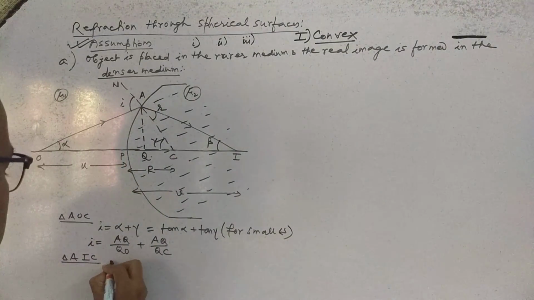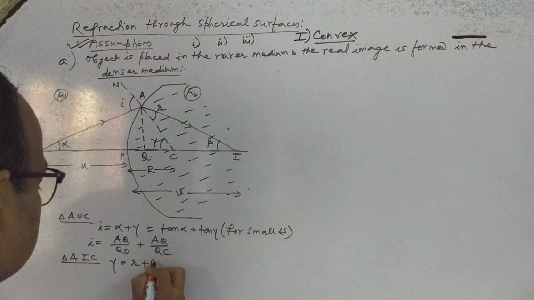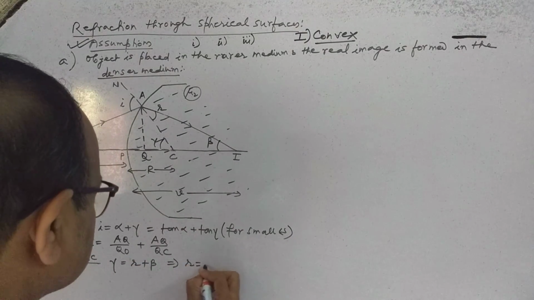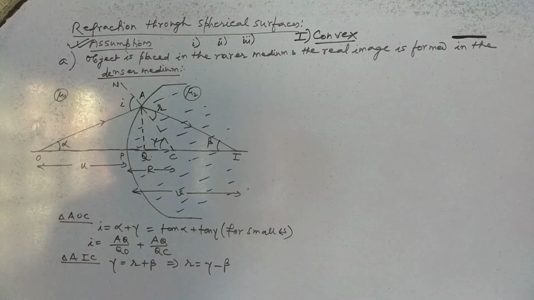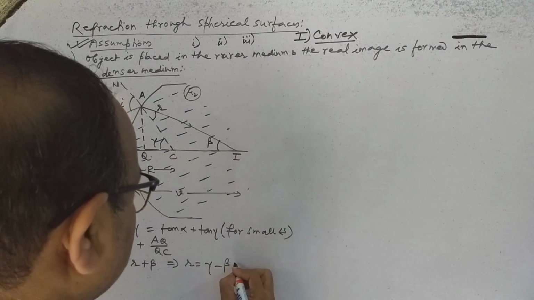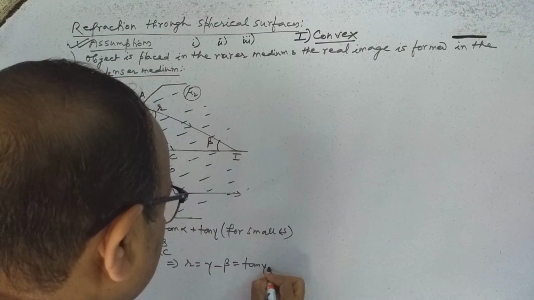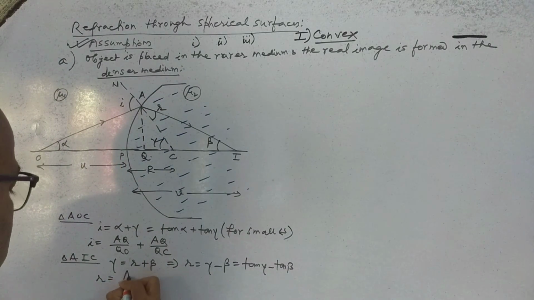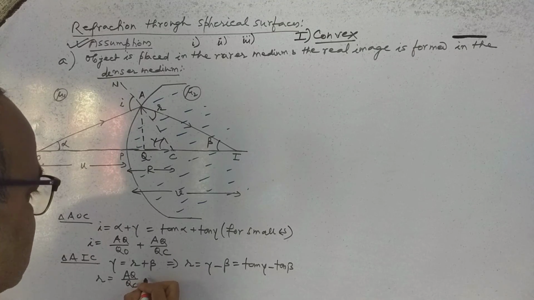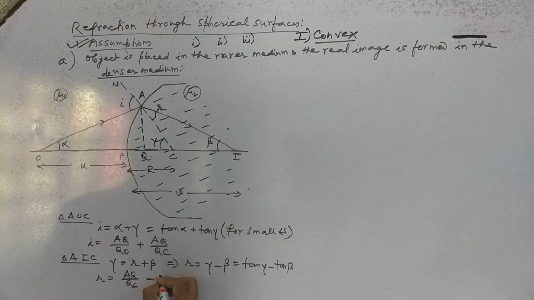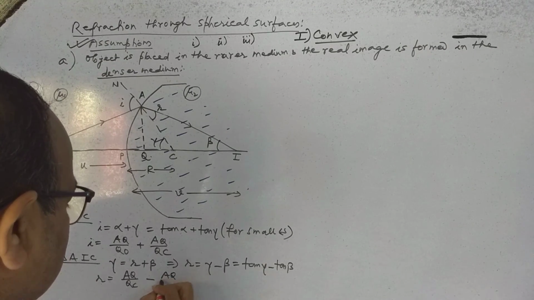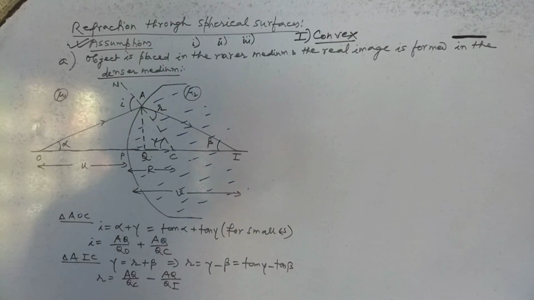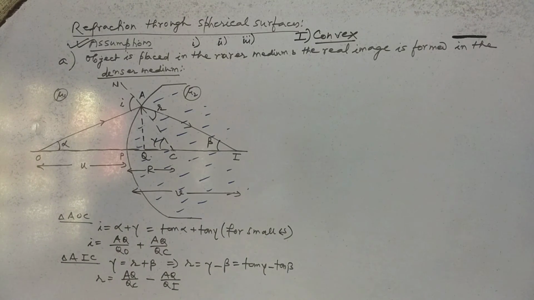Gamma is equal to r plus beta, which means r is equal to gamma minus beta. So r is equal to tan gamma minus tan beta. So tan gamma is AQ by QC, minus tan beta is AQ by QI. Right, these two angle correlations we have seen.